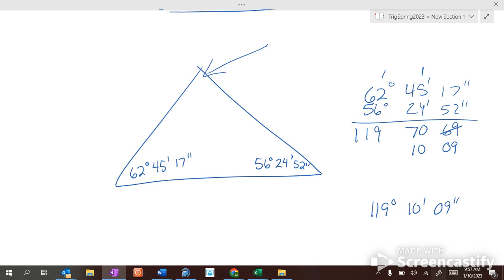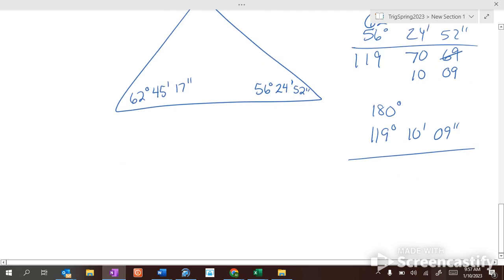Now, if this was 70 and 40, we took these two, added them up to be 110, and subtracted from 180. So we have to take this and subtract it from 180, right? What's the problem here? I don't have any minutes or seconds. So remember back when you were in elementary school and you learned how to subtract and you had this concept called borrowing? We got to borrow.